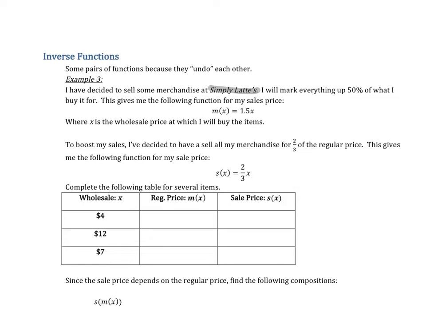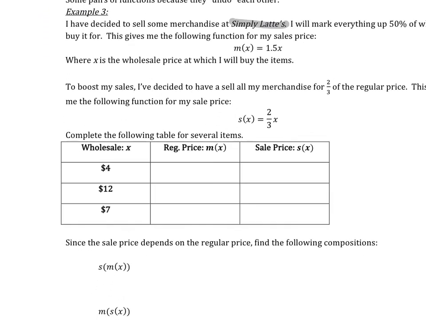So then I decide, you know what? I'm going to boost my sales. I want to have a sale, and I'm going to make it 2/3 of the original price. So everything is 1/3 off, or 33% off, we could say. In other words, the new price for my sale is 2/3 of what the regular sale price is. So let's think about this.